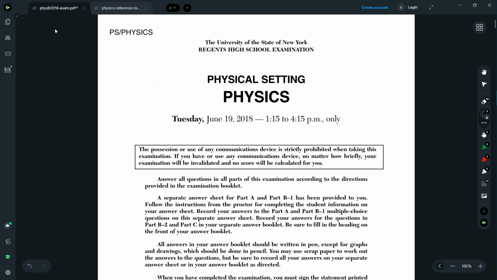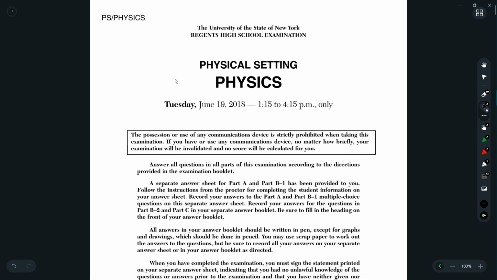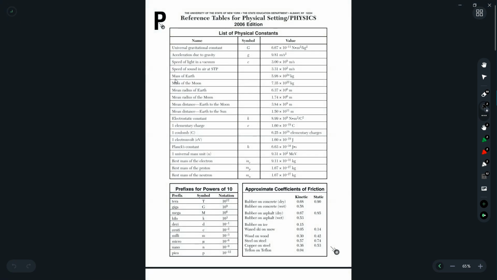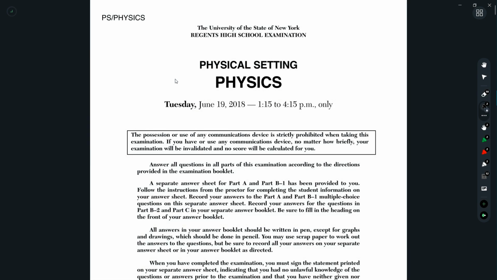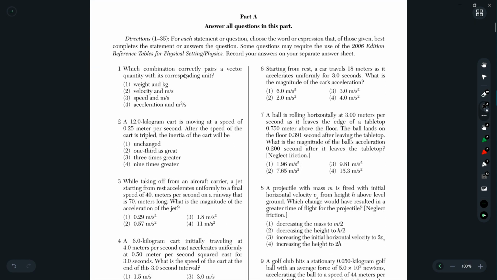All right. The other thing that I have open is just the reference table, so if I need to look at something, I have it. But let's check out this test. Let's start with part A, the multiple choice.